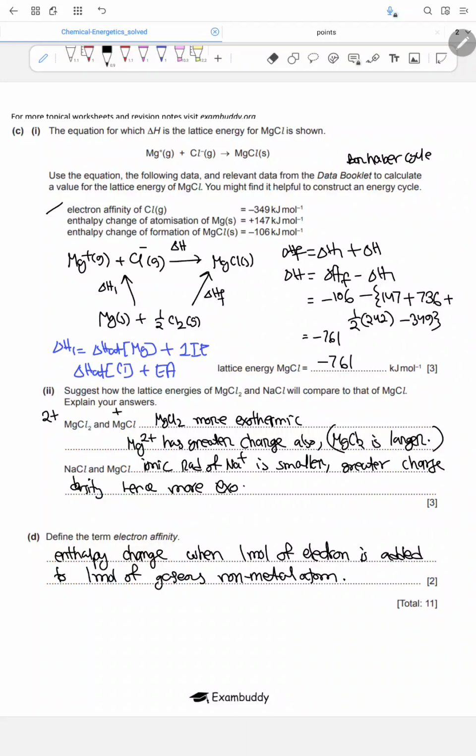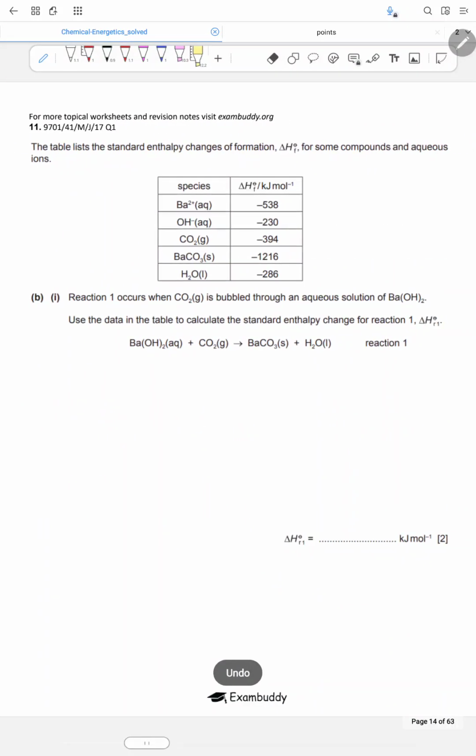actually. So the points will be awarded here for 1 mole of electron is added to 1 mole of non-metal atom, and this one. So 1 mole of electron is added and the gaseous part, it's important. Alright, moving on.